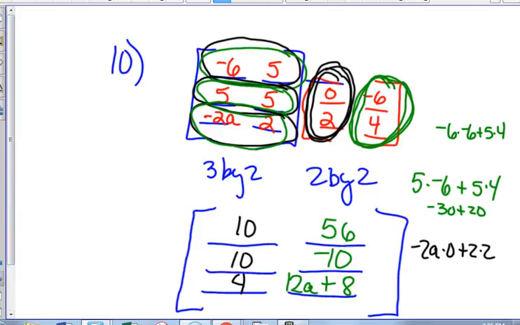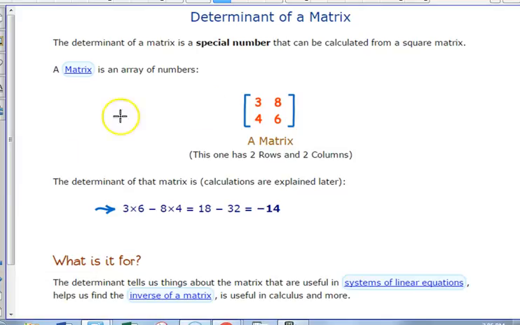All right, I'm moving on quickly. We're going to talk about the determinants. The determinant of a matrix is a special number that can be calculated from only a square matrix, like a 2 by 2 or a 3 by 3 or a 4 by 4, okay?